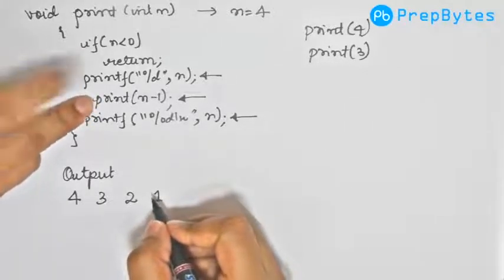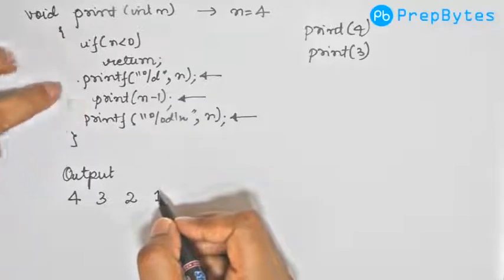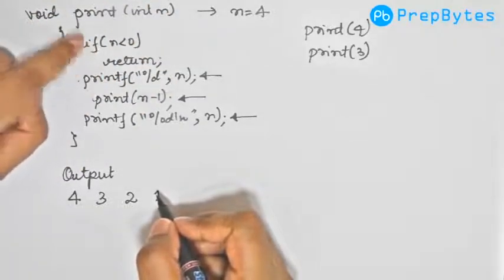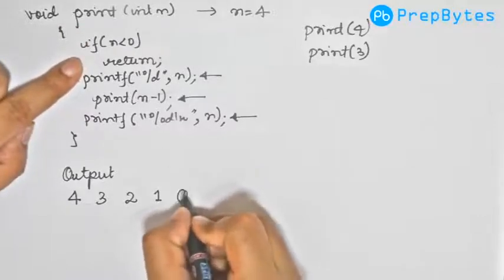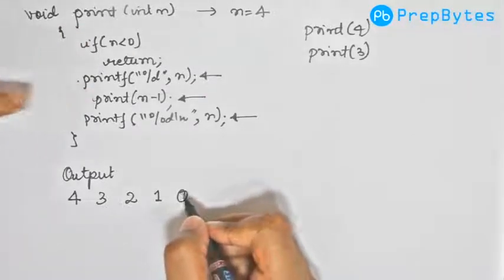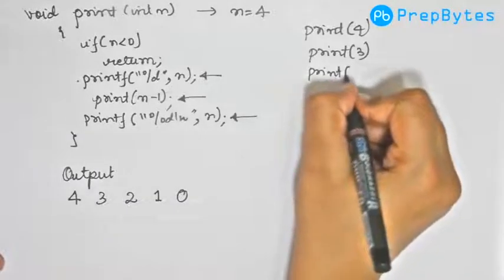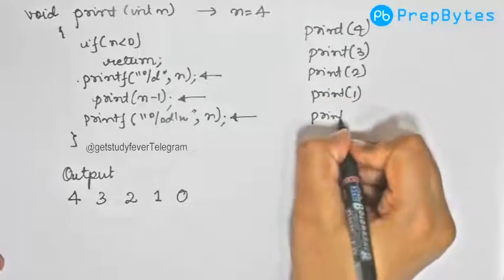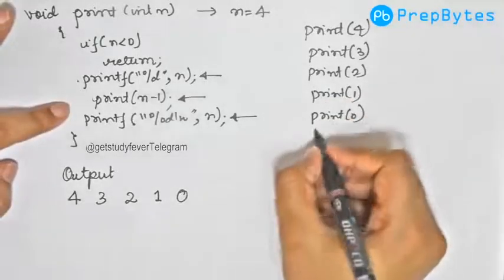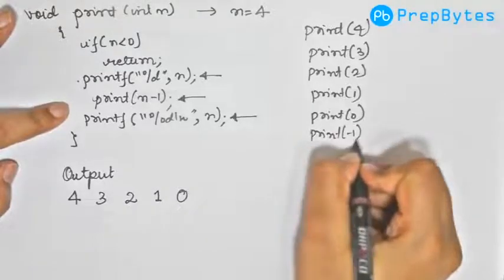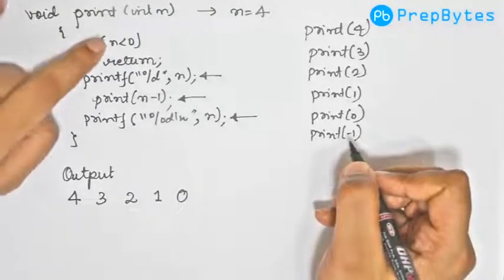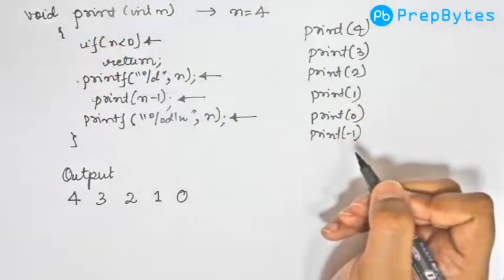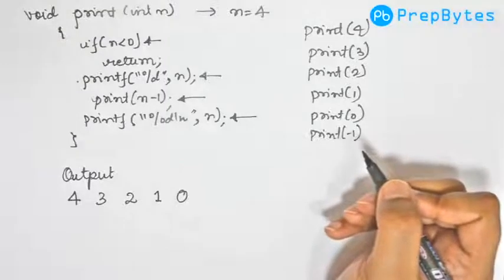Then again we have print of n minus 1, which is 1 minus 1, 0. So again the function will come here, the execution will come here. This condition won't get executed, and 0 will be printed. Now we have print of minus 1 that will get called. Okay, now this statement will get executed: is n less than 0? Yes, so it will return.